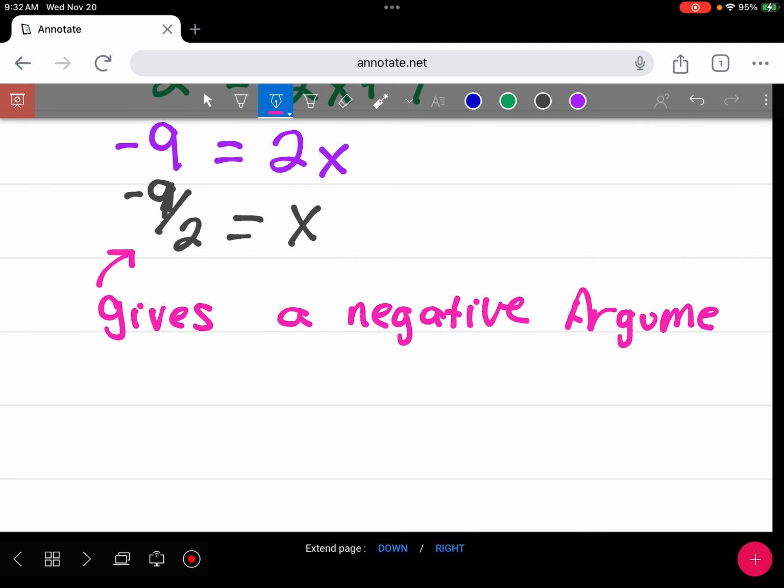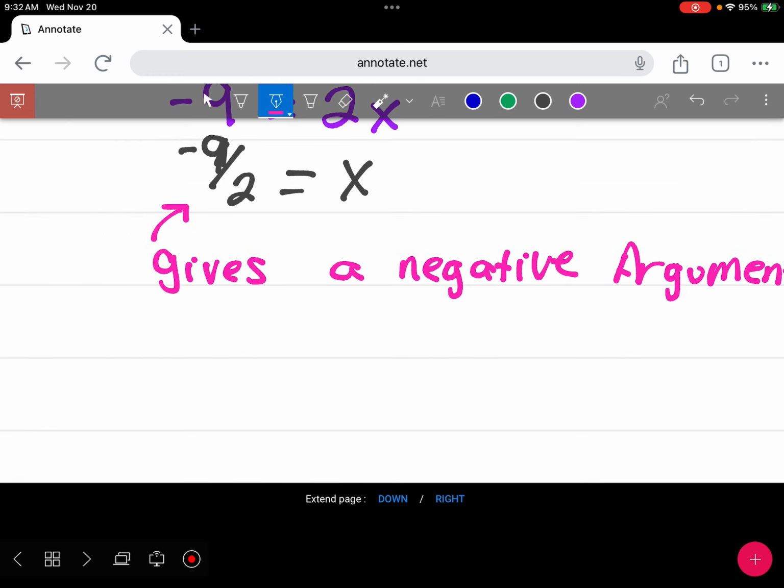Do we have another option to choose from? No. So where is our solution going to be? As I say, we have no solution. There is no time when these two logarithms cross. It's a negative argument. They don't go together.